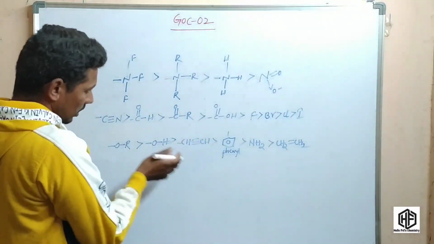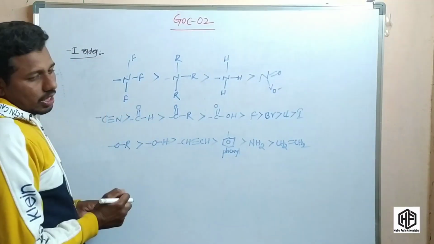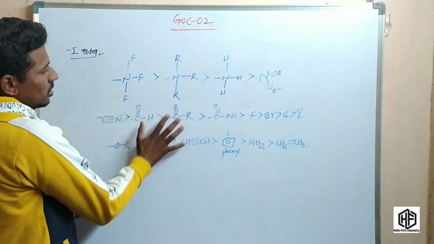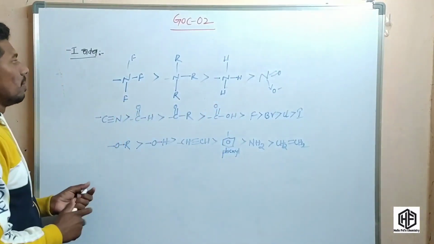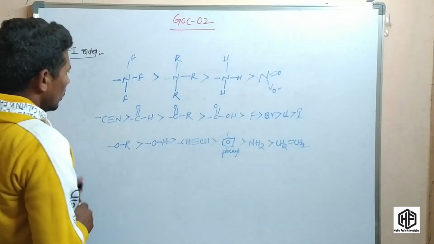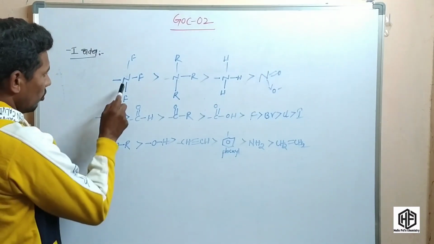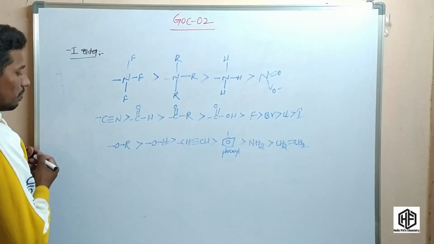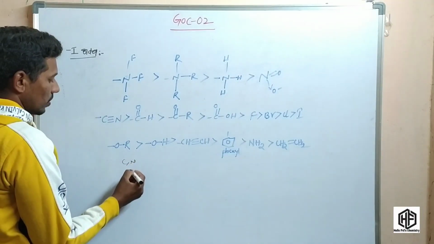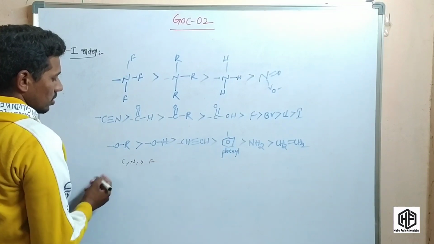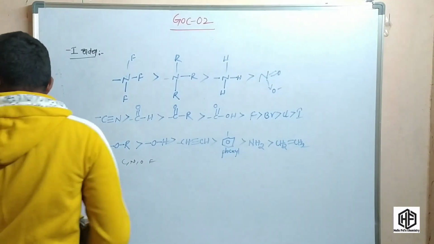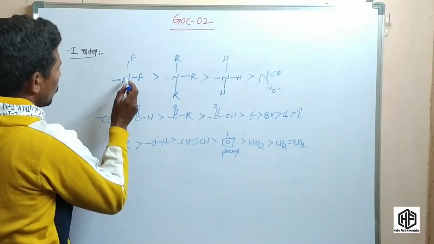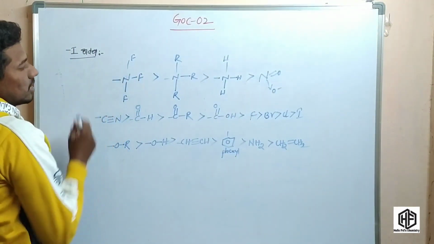These functional groups behave like electron withdrawing groups when connected to a carbon chain in hydrocarbons, and they cause the minus I effect. In this order, first are the nitrogen compounds. Nitrogen is more electronegative; in the periodic table the order is carbon, nitrogen, oxygen, fluorine. Since nitrogen is more electronegative compared to carbon, it has a strong minus I effect.